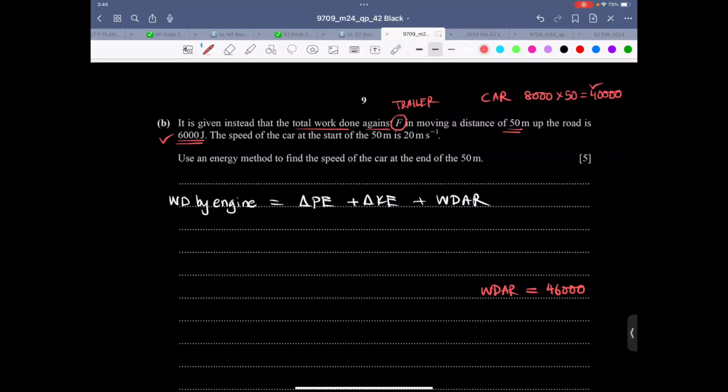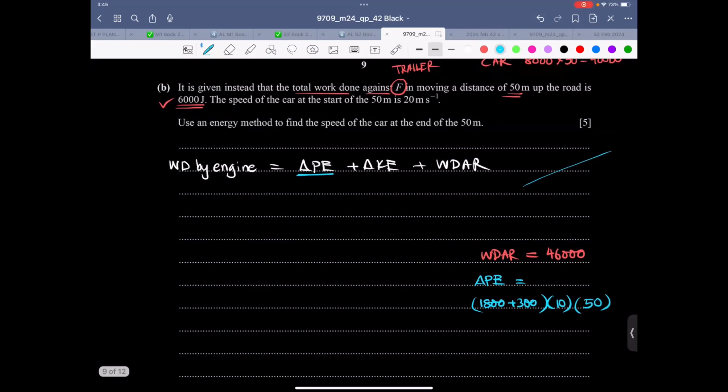Now let's move to the change in potential energy. Let me write it in blue color. It's going uphill. So therefore, change in potential energy is positive. That is M, which is the combined mass of car and trailer, into G, which is 10, into H, actually the distance along the plane, which is 50.